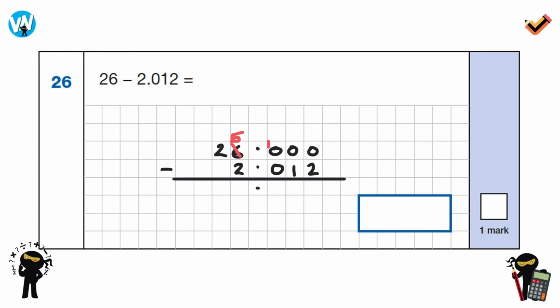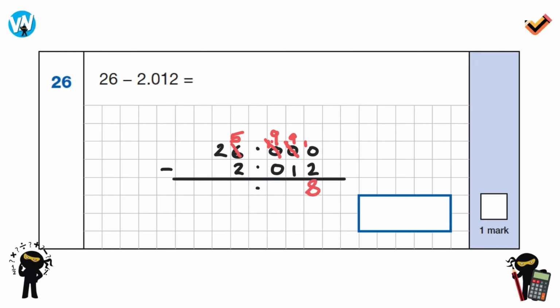0 take away 2. Here, again, I can't do it. So I'm going to do the next exchange. 10 becomes 9, and that becomes 10. 0 take away 2, I can't do it. So I'm going to borrow from this column, or exchange. That becomes 9, and the 1 comes into here. Now I'm in a place to solve the problem.